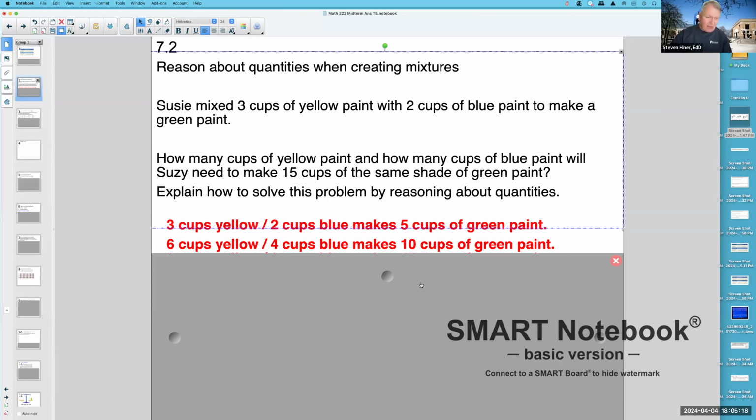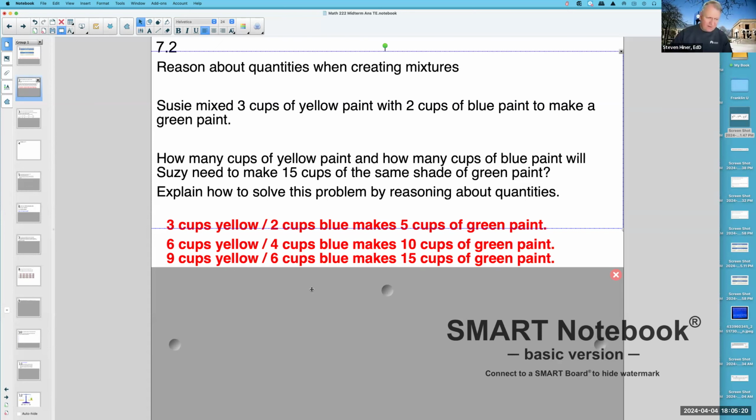So now let me add 3 again. So now I have 9 cups yellow, 6 cups blue, which gives me 15 green. And then go back and reread the question. How many cups of yellow? 9 cups yellow. How many cups of blue? 6 cups blue. To get me 15 cups of green.